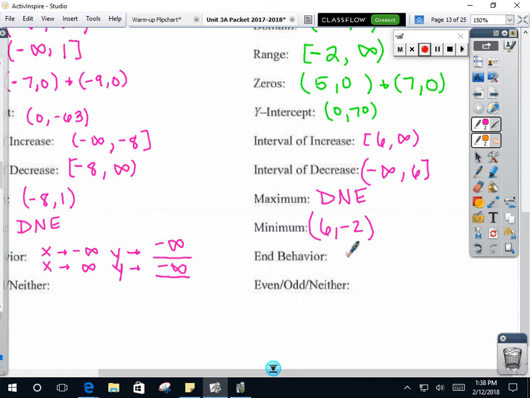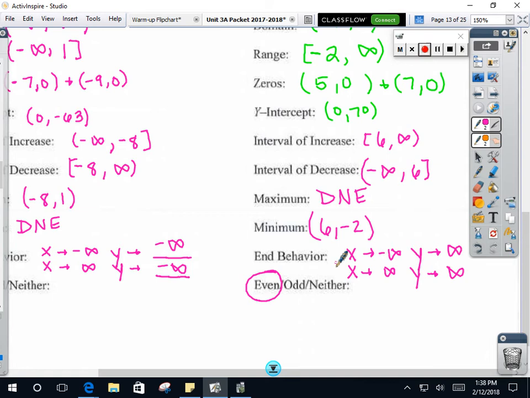Okay, for end behavior. As x approaches negative infinity, y approaches infinity because it goes up. As x approaches positive infinity, y approaches infinity. They go up on both sides because parabolas behave the same because they're even graphs.